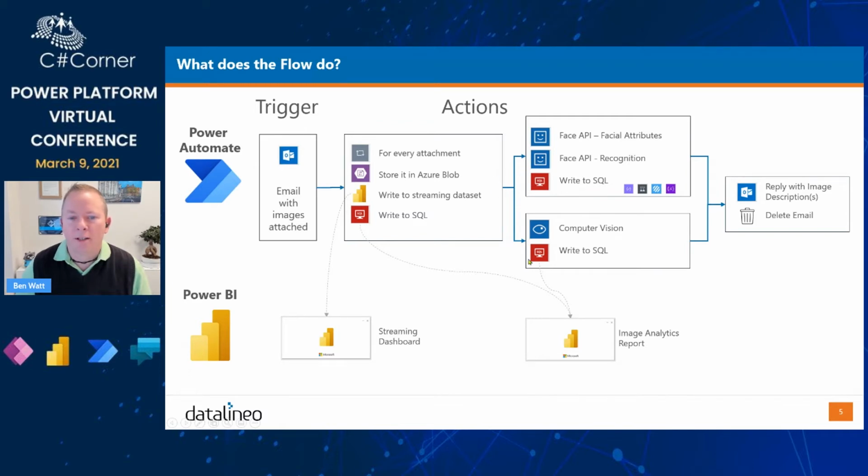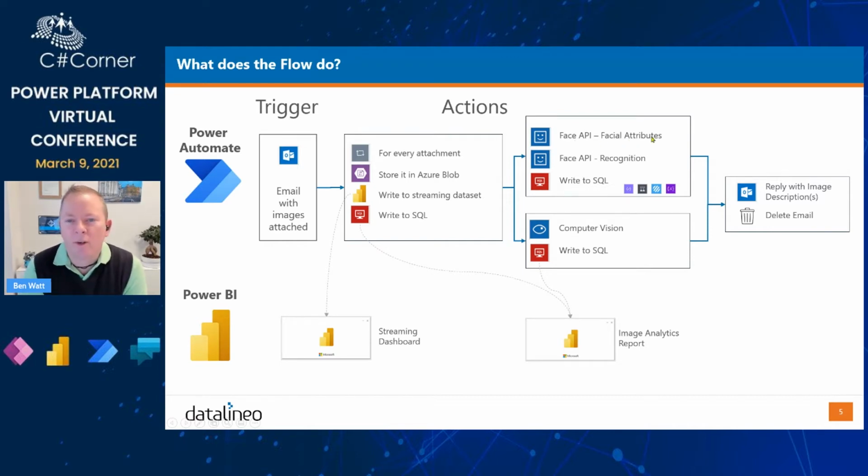You can see that it branches here and does things in parallel, and the actual flow that we're going to look at does these things in parallel. So it branches off in one direction, and it calls the Cognitive Services Face API. And you can see it calls two different components. The first thing it does with the Face API is facial attributes.